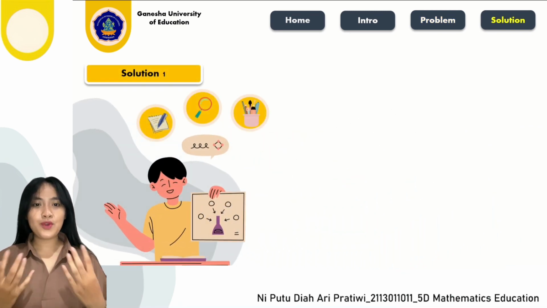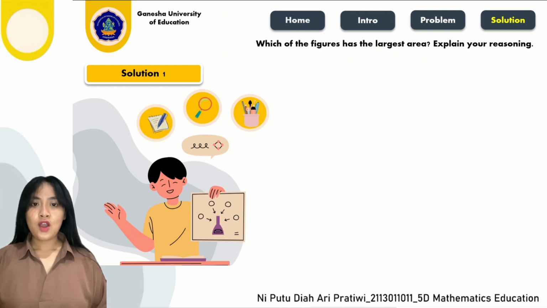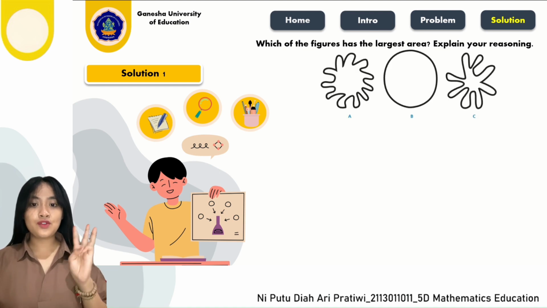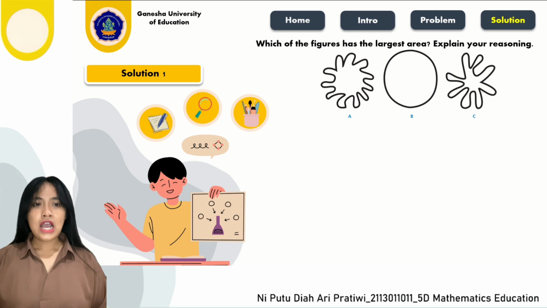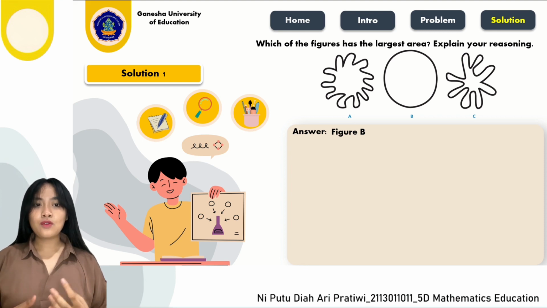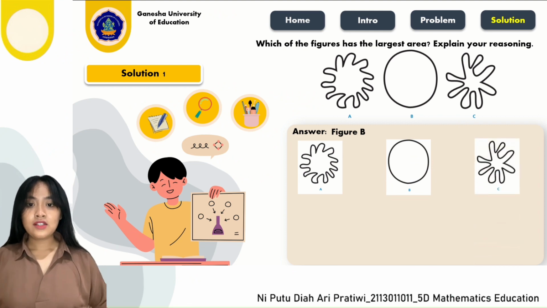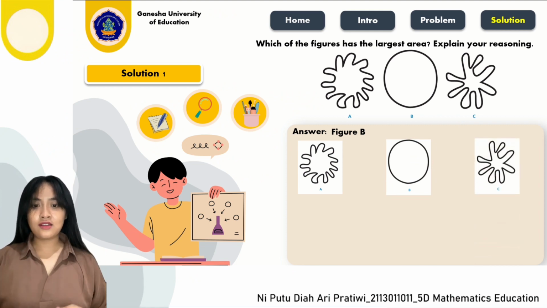Okay, first let's answer question number 1. The question is, which of the figures has the large area? And explain your reasoning. Okay, on the screen we have those three figures like this. So, can you guess what is the figure that has the large area? Yes, you're correct. The figure that has the large area is figure B. Why? Let me show the reasoning. Okay, so we can know which figure has the large area, we can compare each figure with a circle.